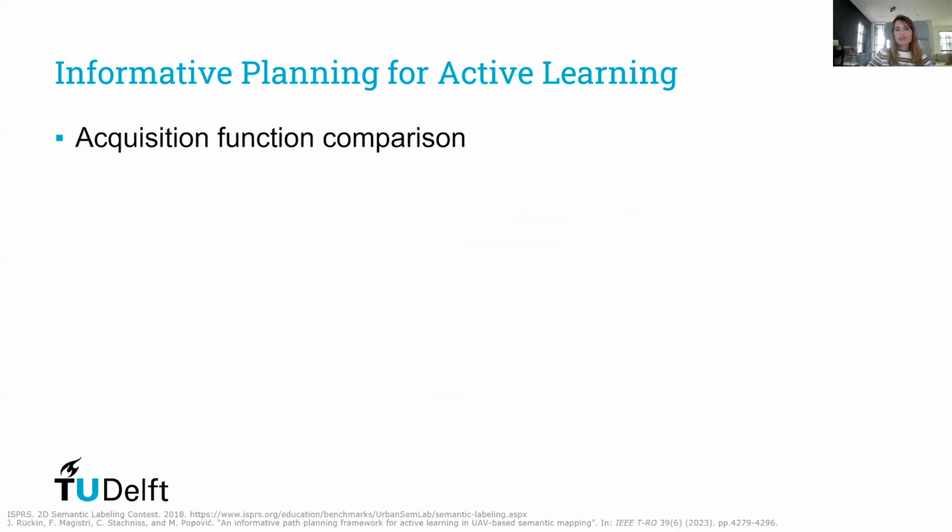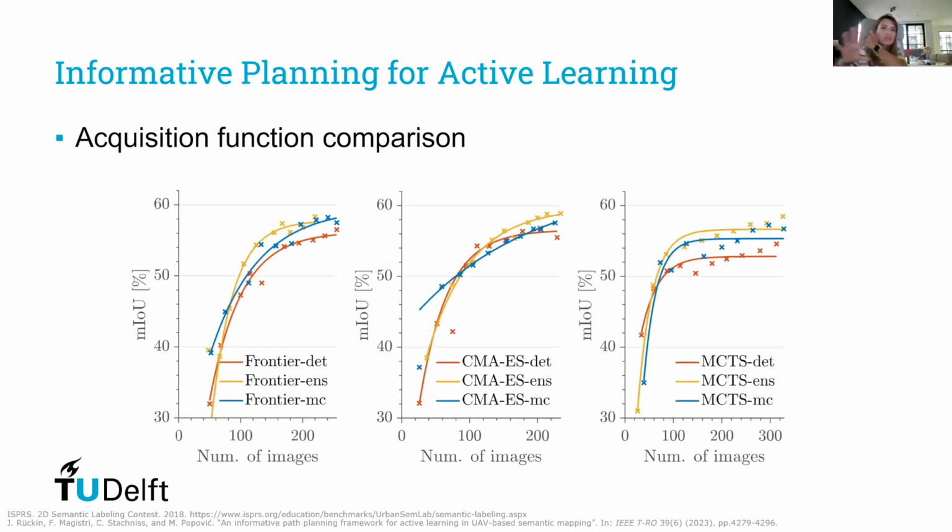And then next we studied different methods of how to formulate the acquisition function, or the objective, for active learning. As I mentioned, in our framework we guide the UAV to collect the most informative data, so this is the most uncertain data. And the question is, how do we capture this uncertainty? We investigated different ways of doing this. Here, the different figures correspond to different planners, and the different colors represent different ways of extracting this uncertainty. Our goal here was to thoroughly investigate, for different planners, what happens when we use different uncertainty measures.